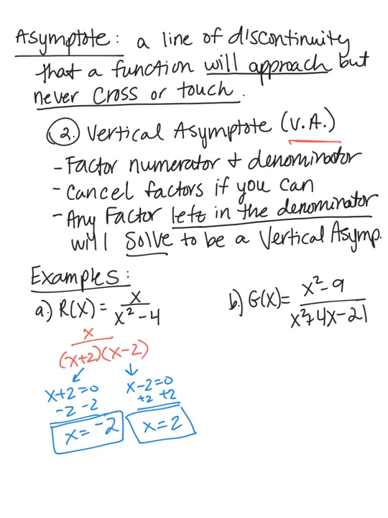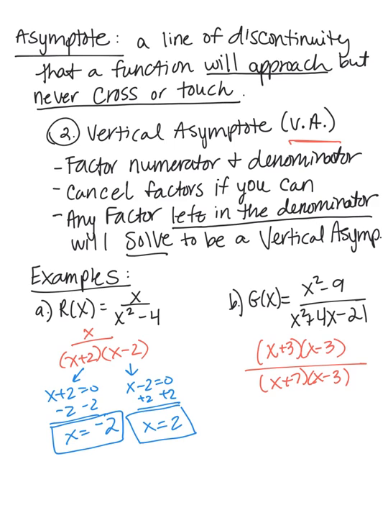In the second example, we've got x squared minus 9 over x squared plus 4x minus 21. Again, I'm going to factor them first. So the top is a difference of perfect squares, so I'm going to have x plus 3, x minus 3. The denominator, I want to say, okay, well, what's going to multiply to negative 21 and add to 4? So I'm going to get x plus 7 and x minus 3.